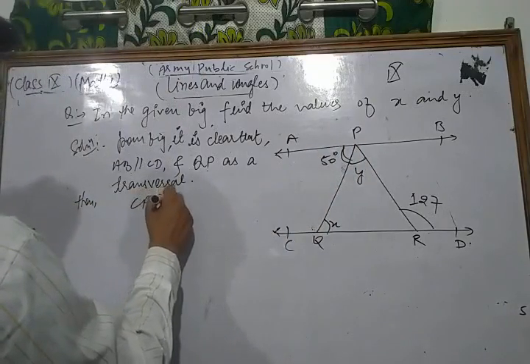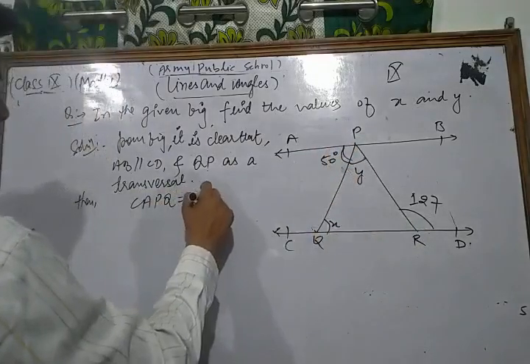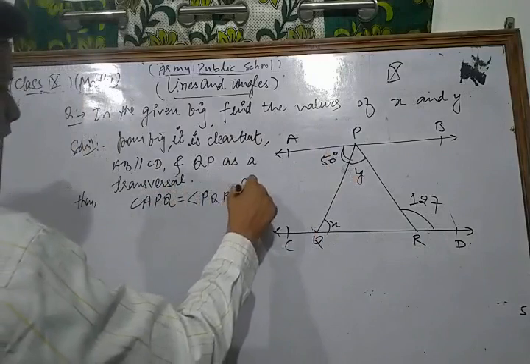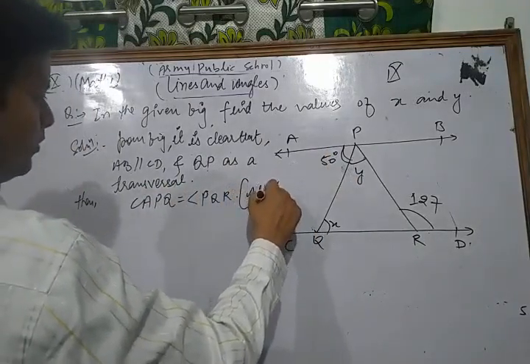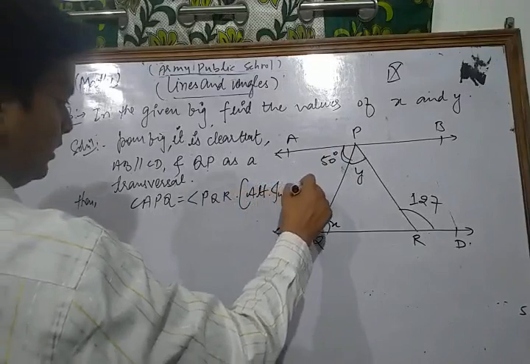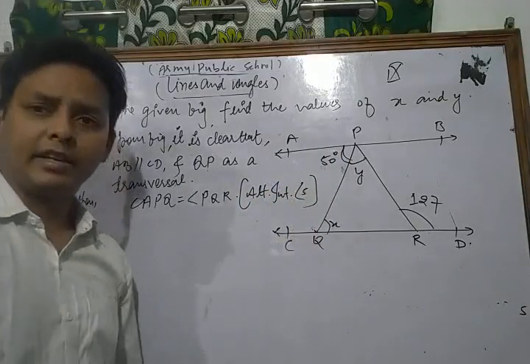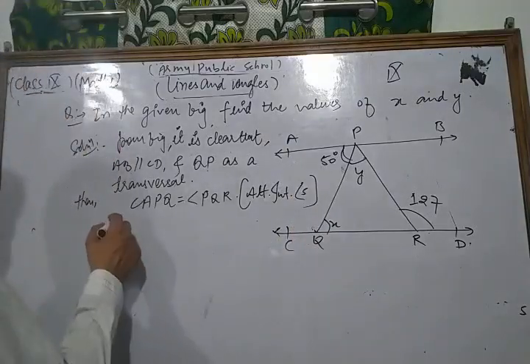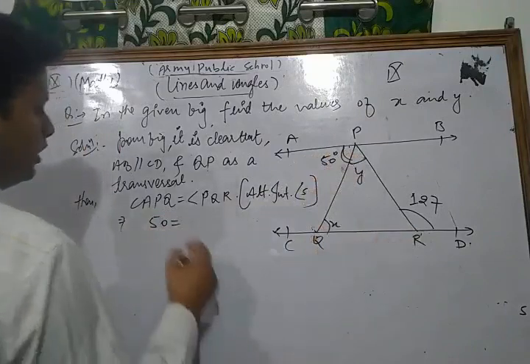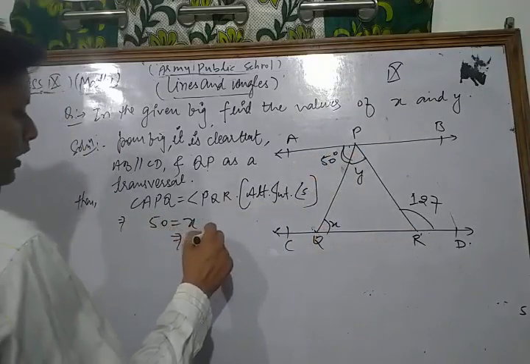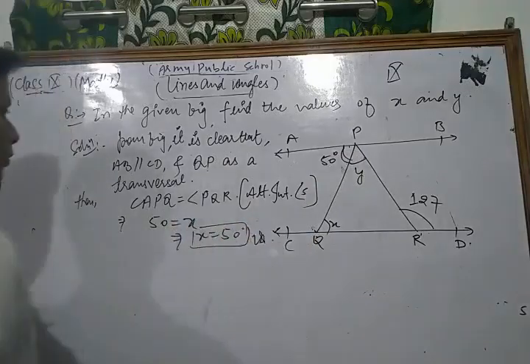angle APQ is equal to angle PQR, because these are alternate interior angles. So here angle APQ is 50, and angle PQR is X. So the value of x is 50 degrees. This is the first answer.